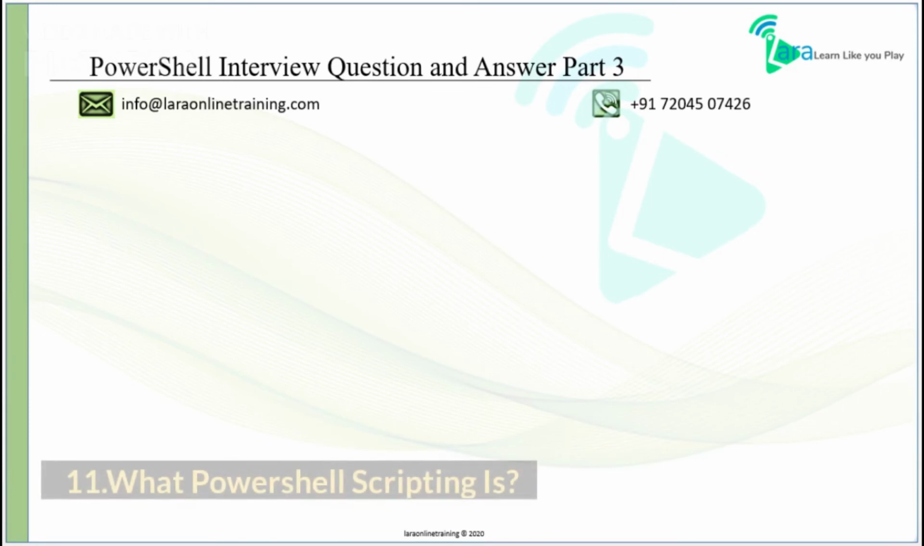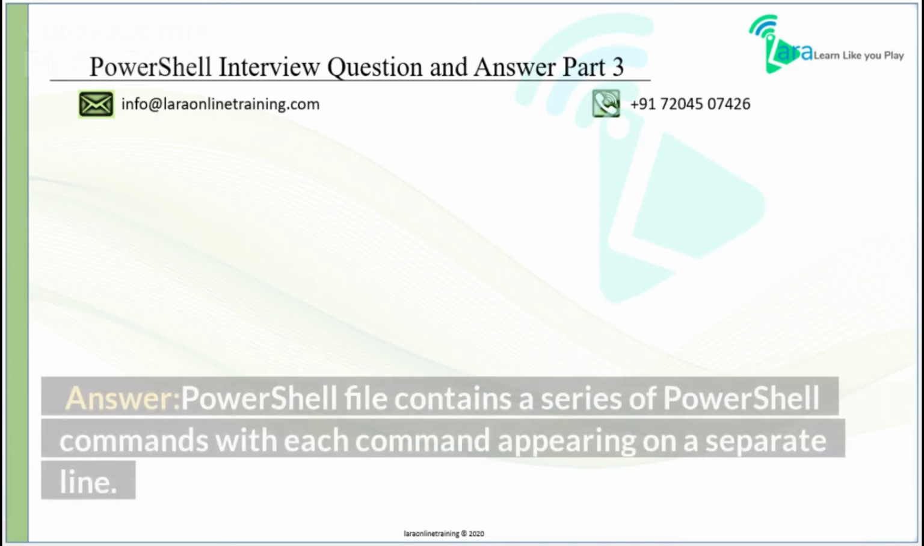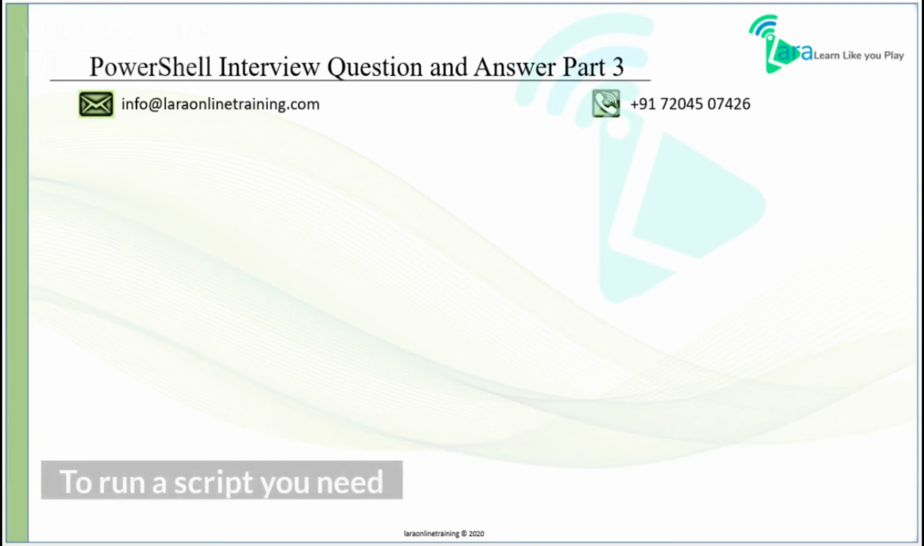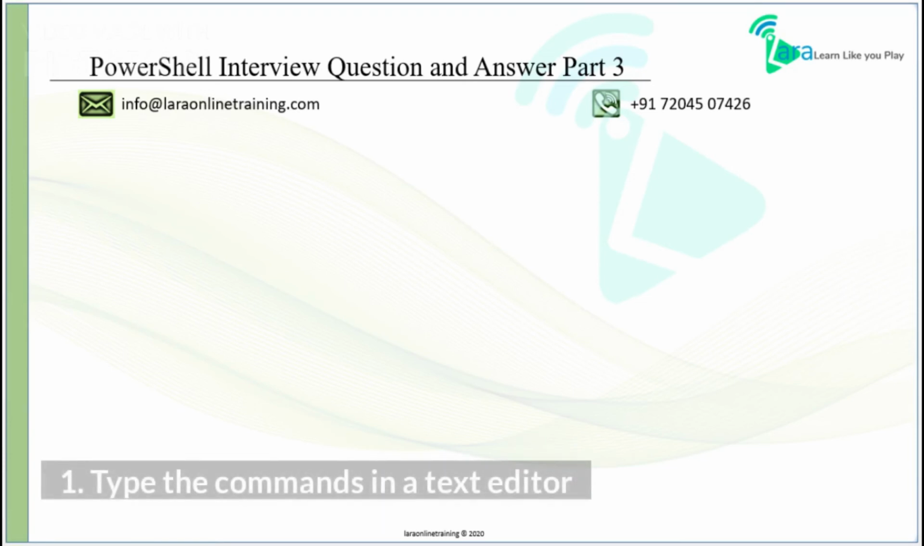11. What is PowerShell scripting? Answer. A PowerShell file contains a series of PowerShell commands with each command appearing on a separate line. To use a text file as a PowerShell script, its file name should have the PS1 extension. To run a script, you need to: 1. Type the commands in a text editor. 2. Save the file with the PS1 extension. 3. Execute the file in PowerShell.